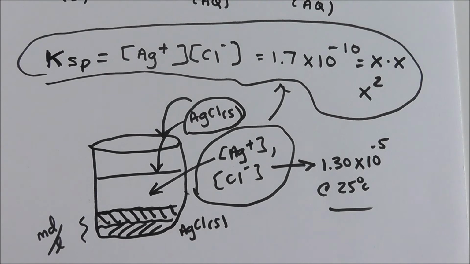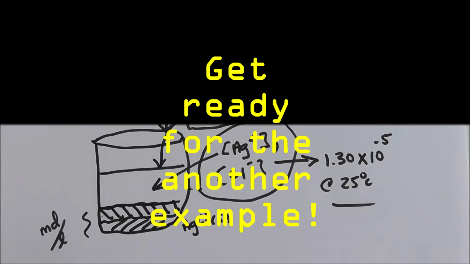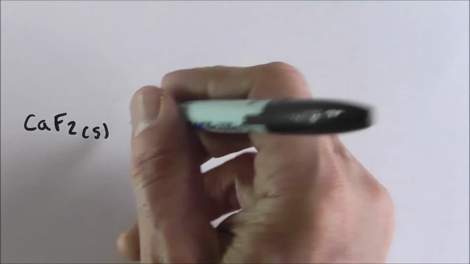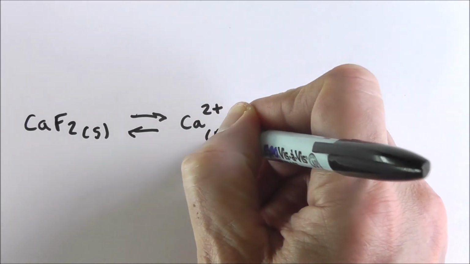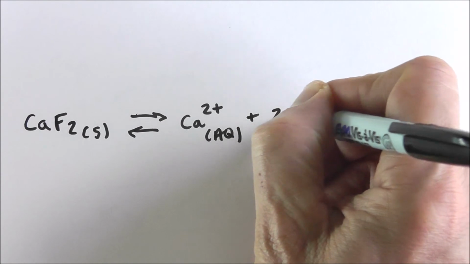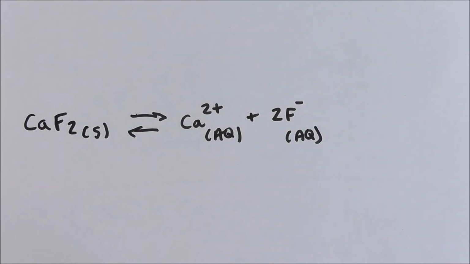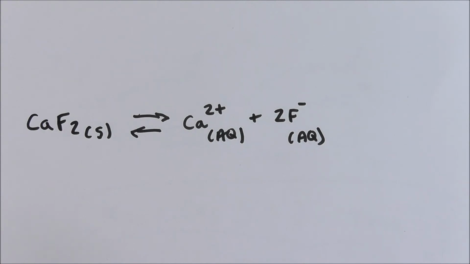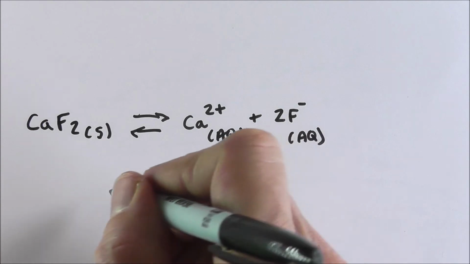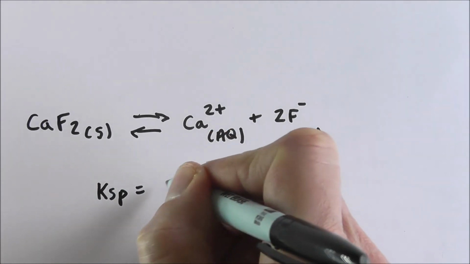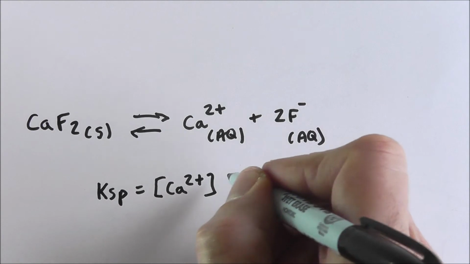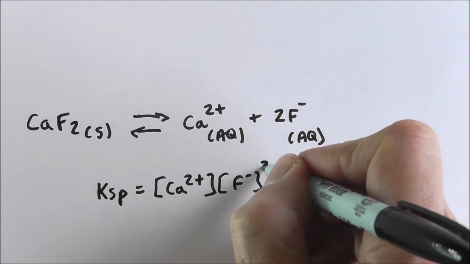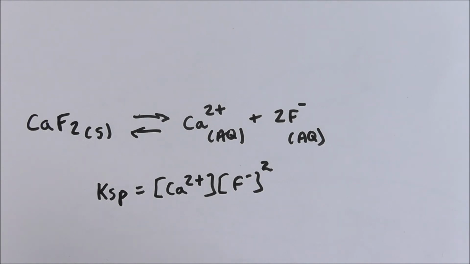Okay, now let's talk about another example. What if we were talking about calcium fluoride? All right, calcium fluoride, when it dissolves in water, makes calcium 2 plus ion and 2 fluoride ions. And so we would set the Ksp up like any other K, where we say products over reactants, but we don't put the solid in there. So Ksp is the concentration of calcium ion to the power of its coefficient, that's to the first power, times the fluoride ion concentration squared. See the difference there because of that coefficient of 2.